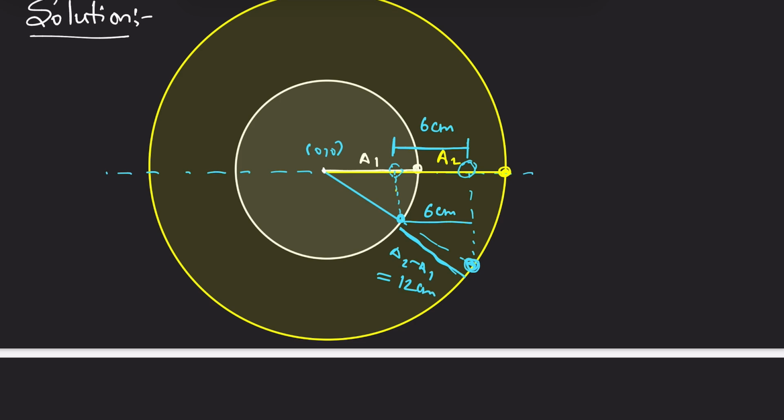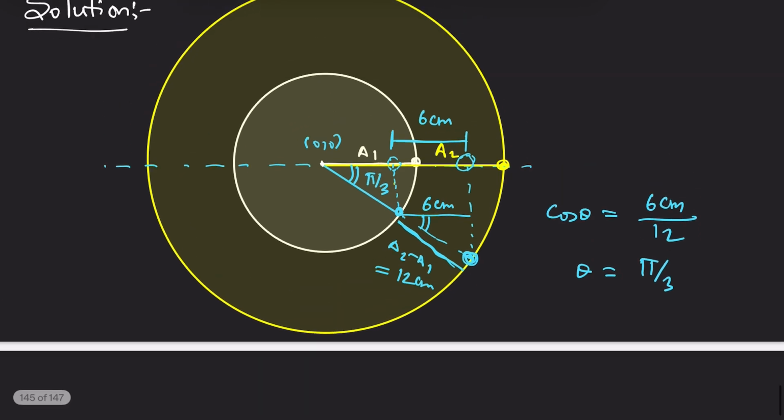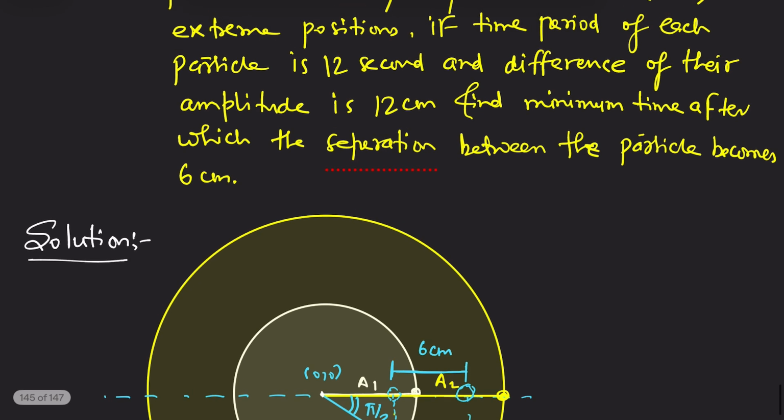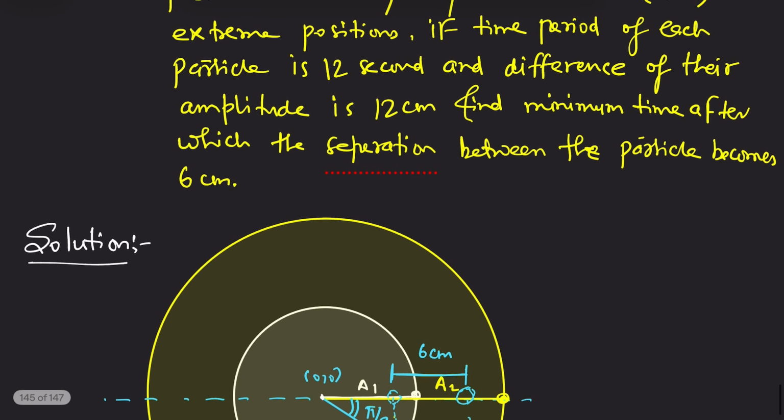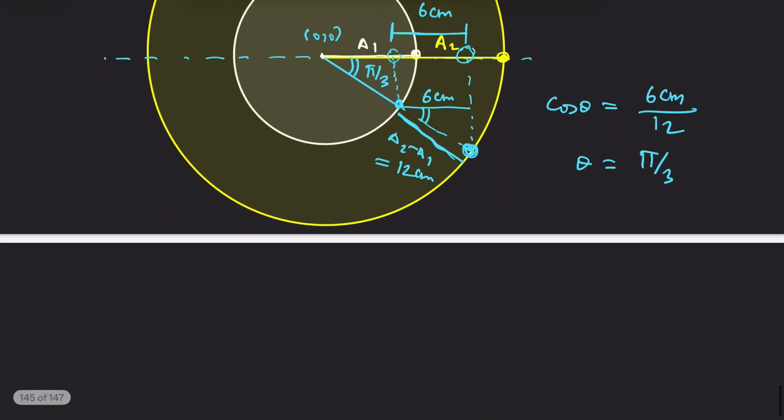So if this is 12 centimeter, we can find how much angle it has covered. cos theta is equal to 6 centimeter divided by 12 centimeter, so cos theta is 1 by 2, and theta is pi by 3. So we got the answer for the angle: you have to cover 60 degree.